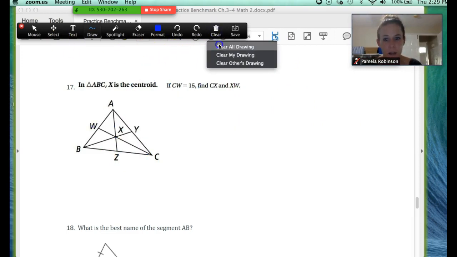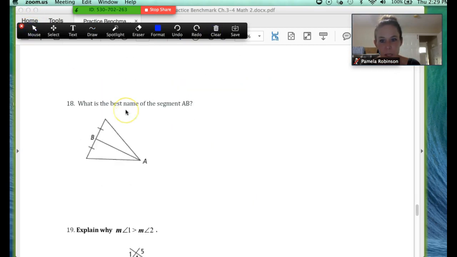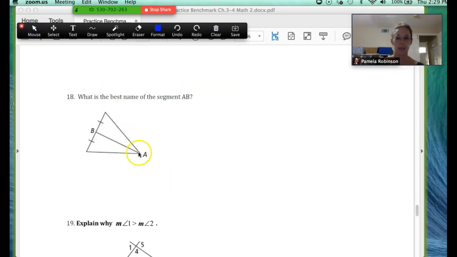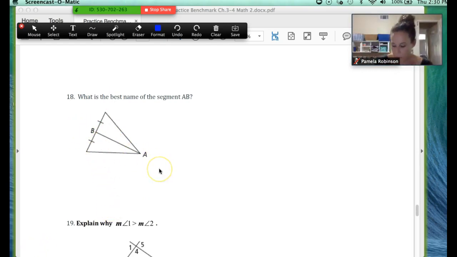All right, clear that off and on to 18. What is the best name of segment AB? Segment AB, well look, it comes from the angle and it comes to the opposite side, bisecting the opposite side. So what does that? What comes from one side and bisects the opposite side? Okay, this has the word bisect in it, but it's not necessarily a perpendicular bisector. However, it could be. This could also be the perpendicular bisector.